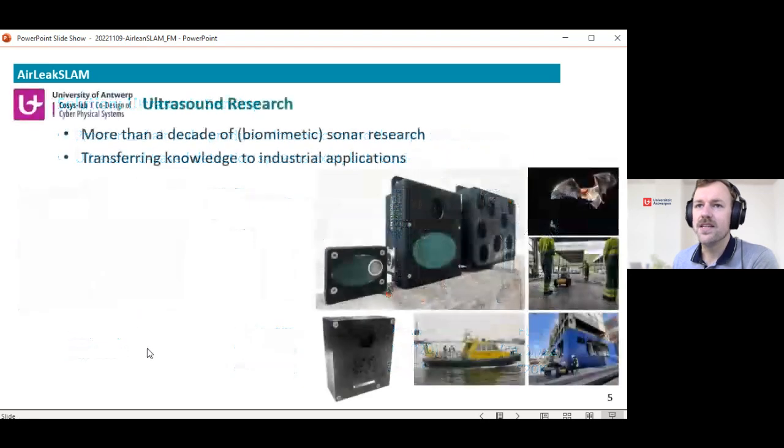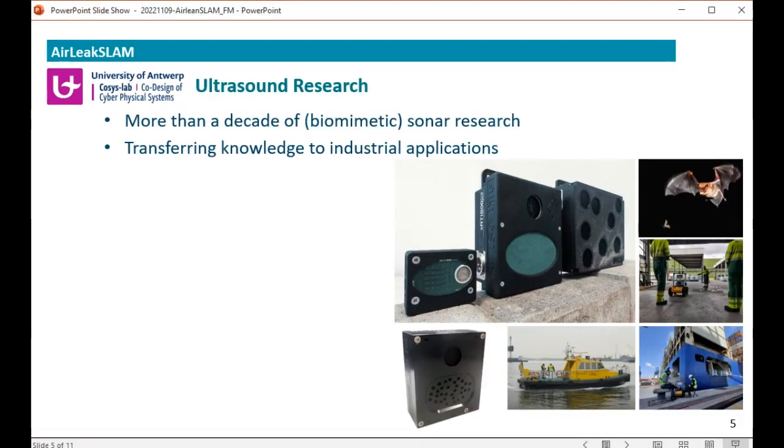So we, as an ultrasound research group, also have a lot of background in this field because at Coltis Lab we've been designing ultrasound sensors for over a decade, but mostly active ultrasound sensors. For example, our ERT sensor. Maybe some people present here have done some projects with us that use this technology.